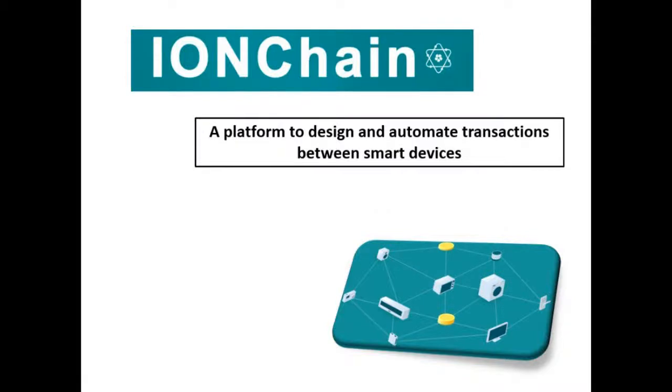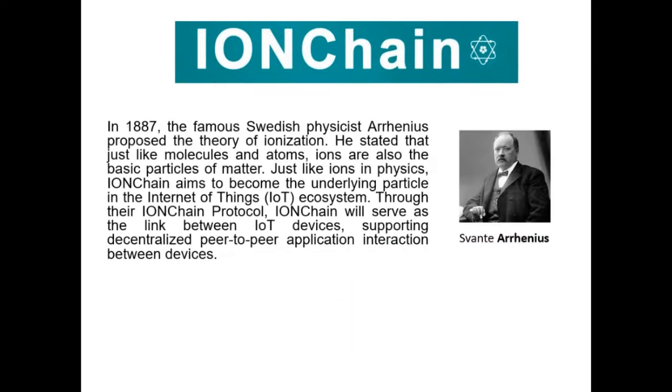IONChain, a platform to design and automate transactions between smart devices. In 1887, the famous Swedish physicist Svante Arrhenius proposed the theory of ionization. He stated that just like molecules and atoms, ions are also the basic particle of matter. Just like ions in physics, IONChain aims to become the underlying particle in the Internet of Things ecosystem.